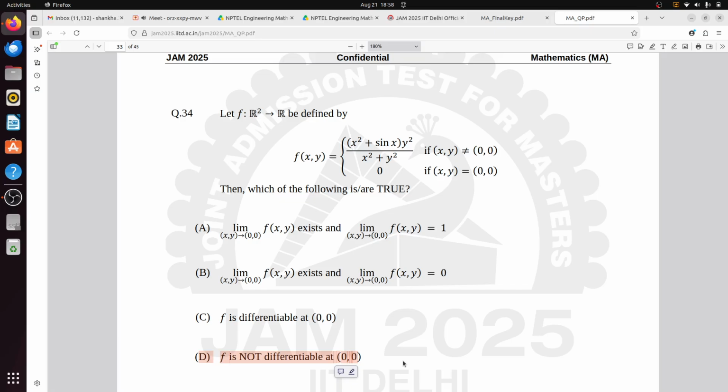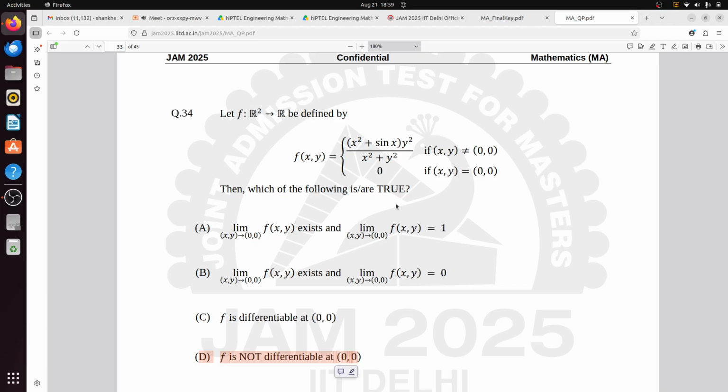Just observe. Your epsilon 2 will come as sin h into k divided by h square plus k square. If you remember, sin h is a bounded term, bounded by plus minus 1. So your main contributor is k by h square plus k square, and k by h square plus k square does not converge to 0 as (h,k) tends to 0. So by definition it will not be differentiable.